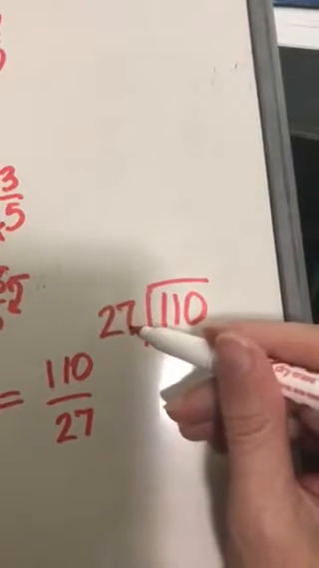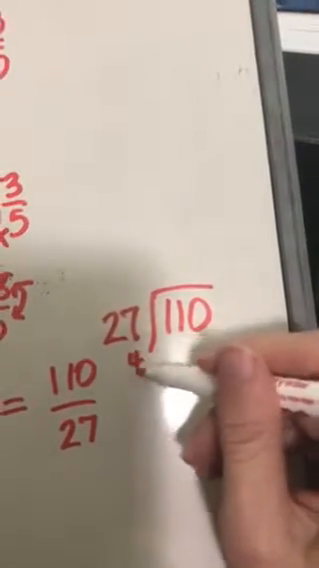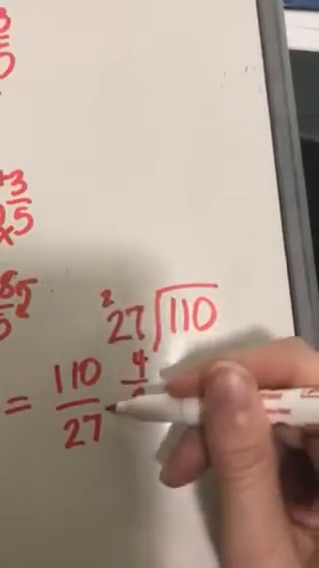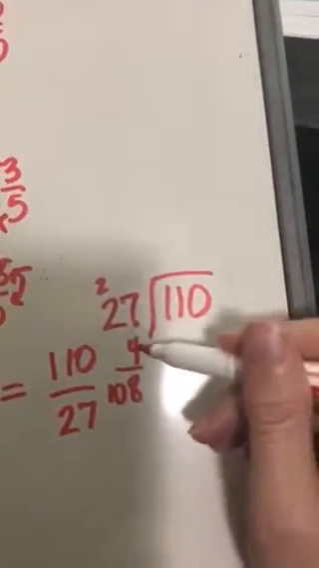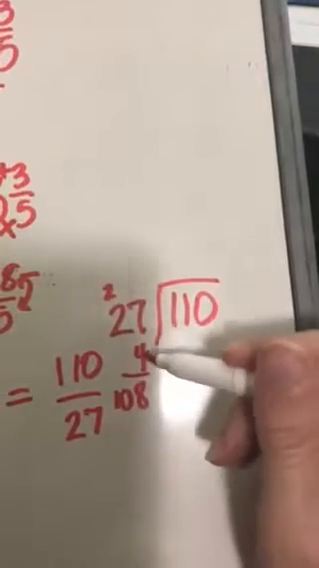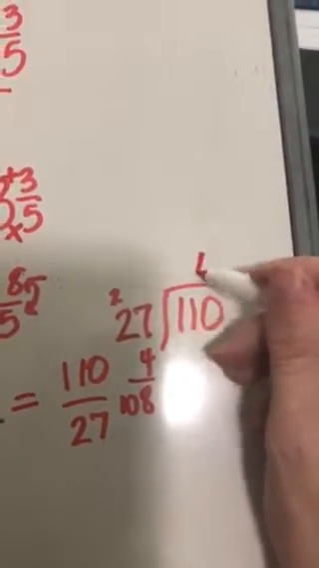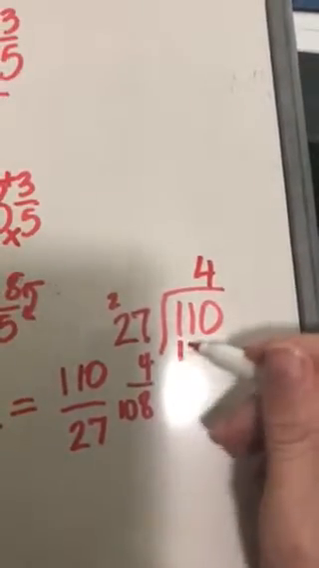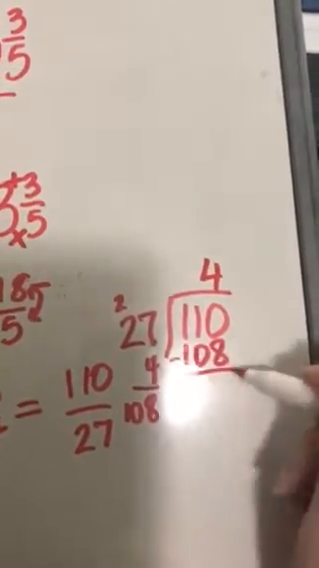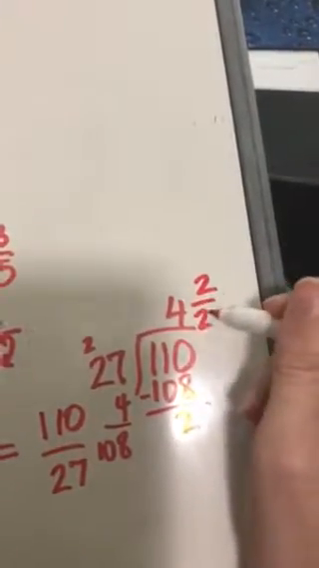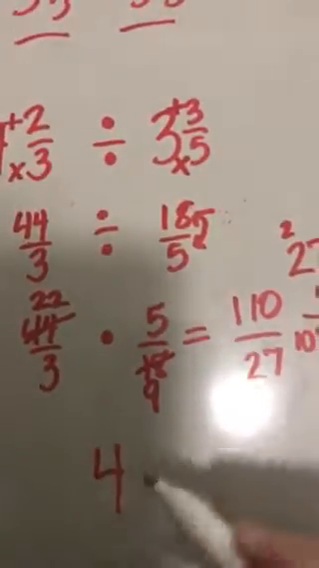27 times 4 is 108. 4 times 7 is 28. 4 times 2 is 8, plus 2 is 10. So I'm going to use 4. 27 times 4 is 108. Subtract, and I have 2 left over. So 4 and 2/27ths would be the answer to our division problem.